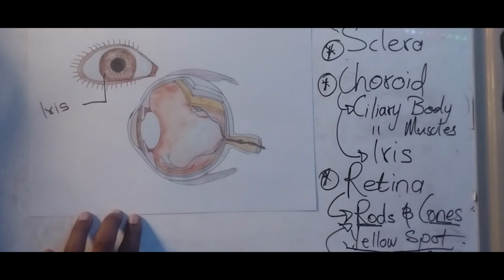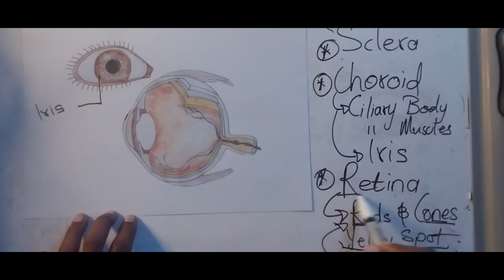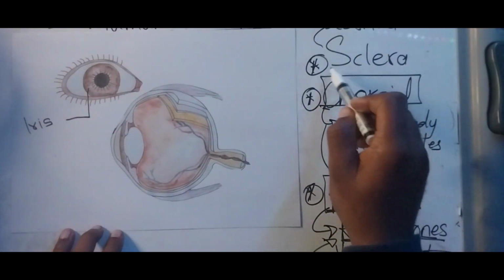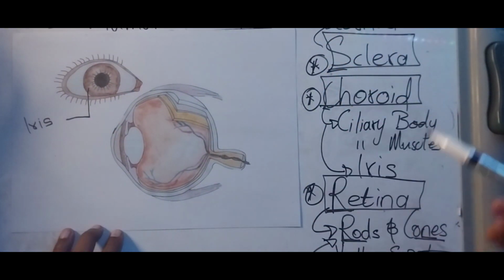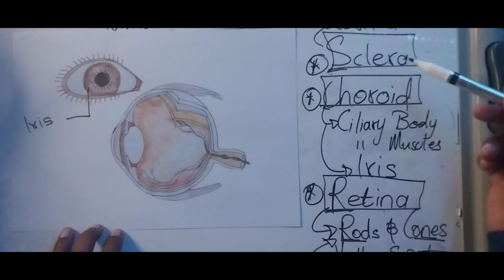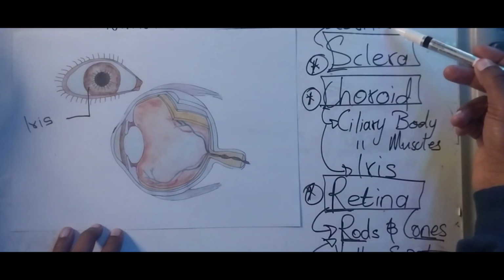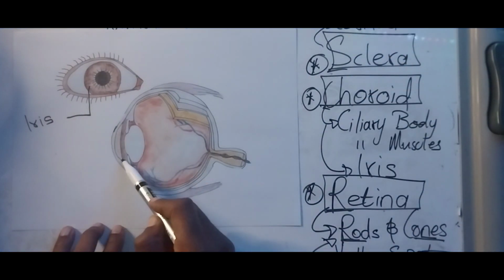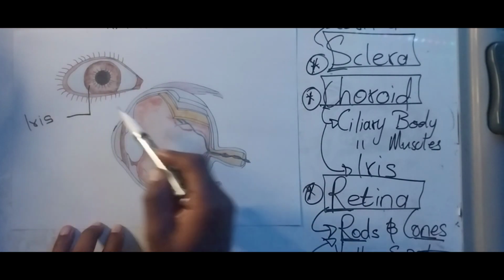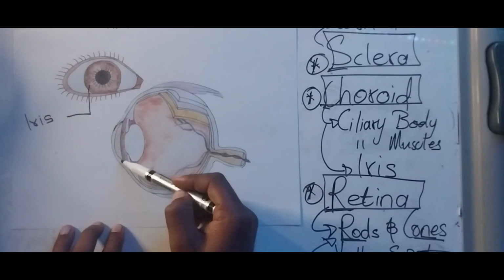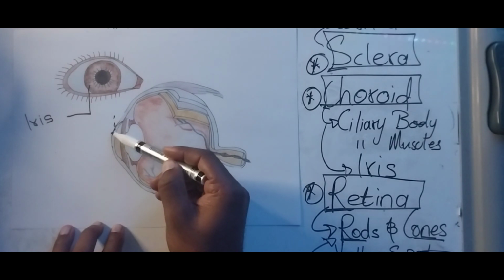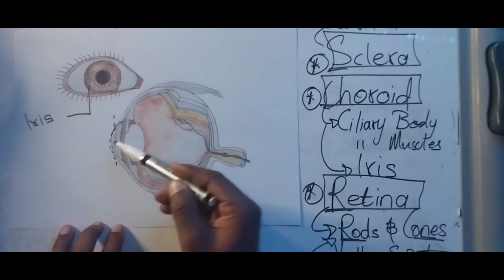So remember the basics. To understand the human eye, you need to understand these few layers: the sclera, choroid, and retina. The sclera gives birth to the cornea, which is this part. You can't see it here, but it's there. The cornea itself is protected by the conjunctiva, which is this one.